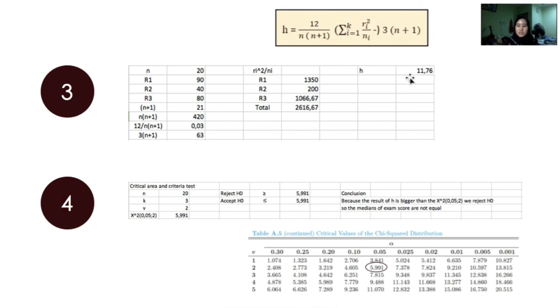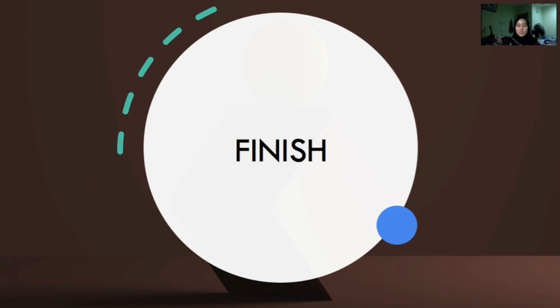Because the H result is 11.76, that means we have to reject H0, so the medians of exam score are not equal. So that's it for question number 4, and that's all from me to answer all of these final exam questions.